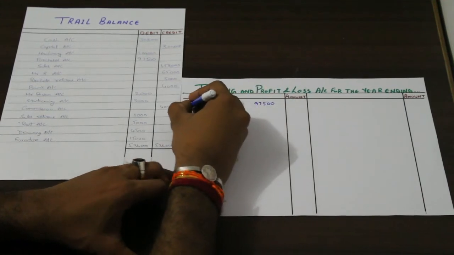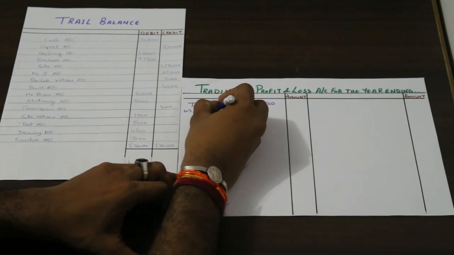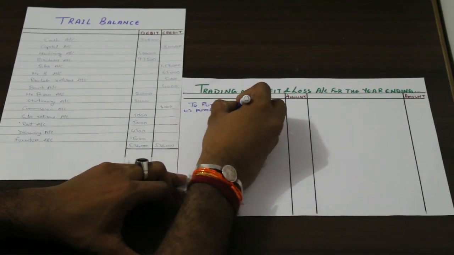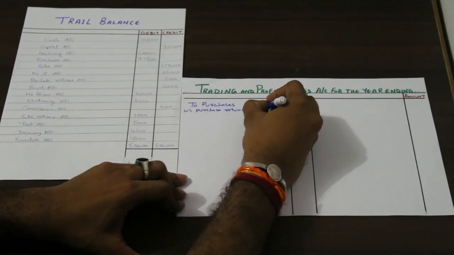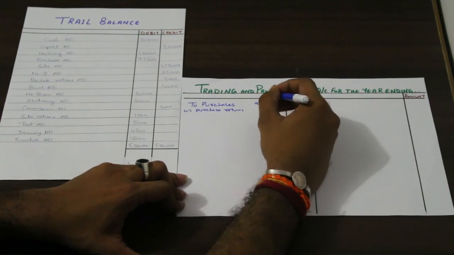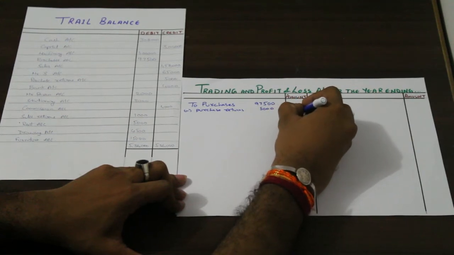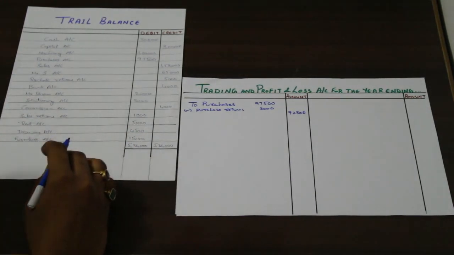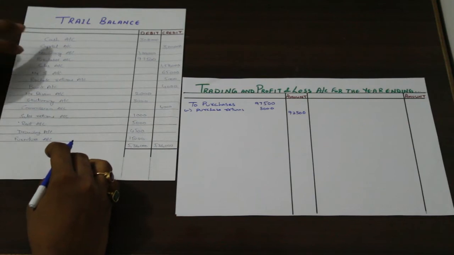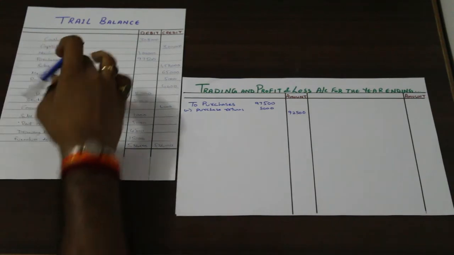97,500 minus purchase returns of rupees 5,000. So the amount will be 92,500. And let's check, do we have any other things on the debit side, where our money has gone out?